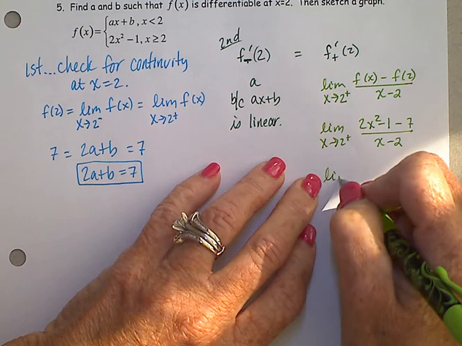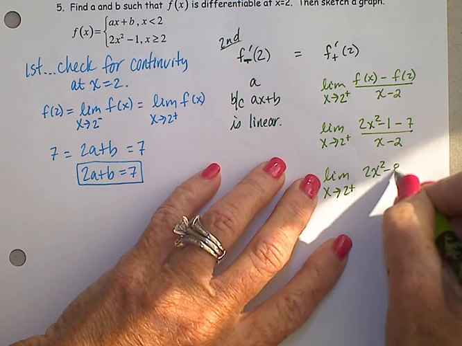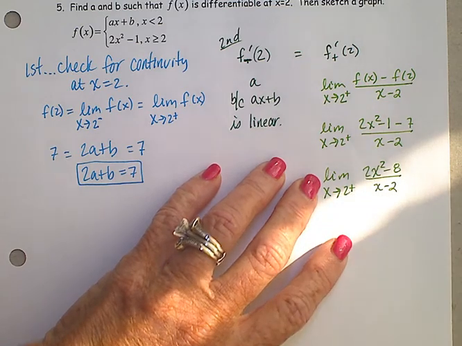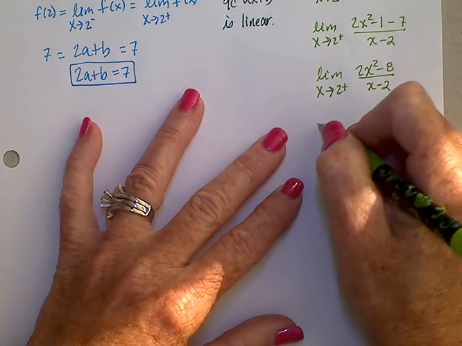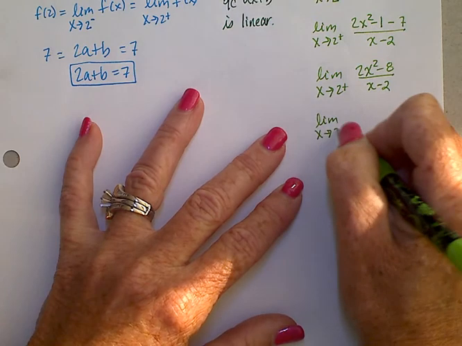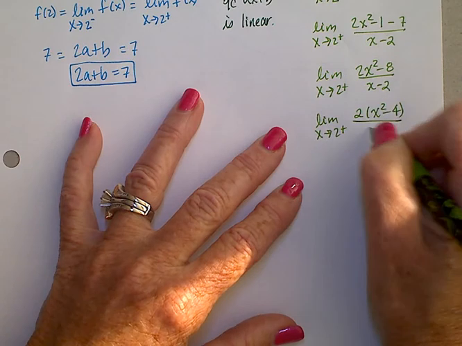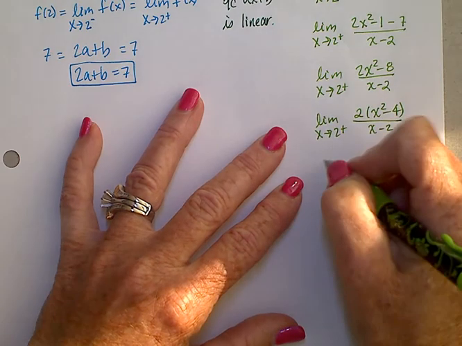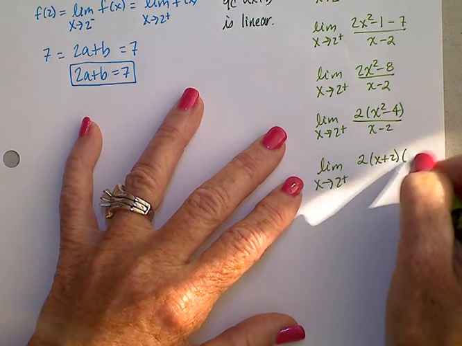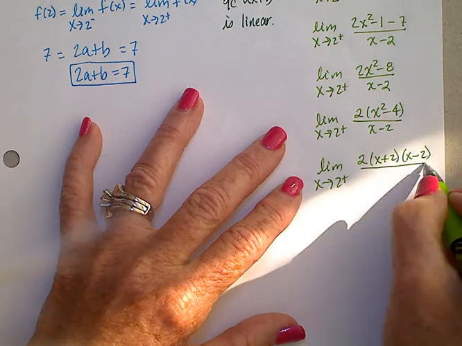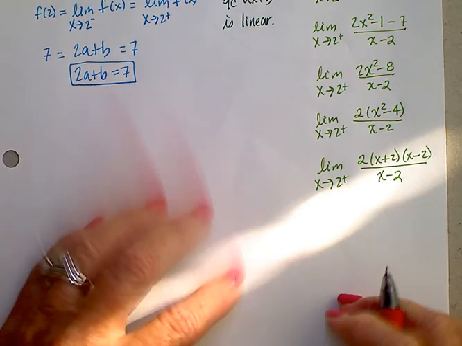And we have the limit as x approaches 2 from the right of 2x squared minus 8 over x minus 2. Factoring here, we have the limit as x approaches 2 from the right of 2 times x squared minus 4, which factors into x plus 2 and x minus 2. And the x minus 2's divide out.